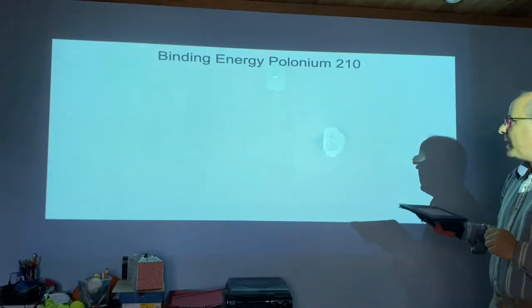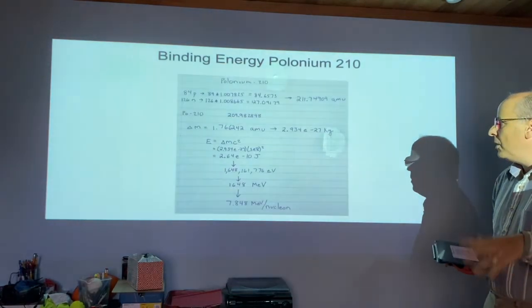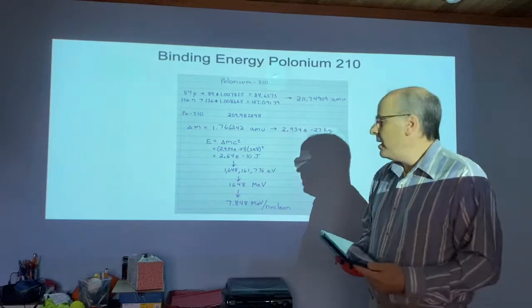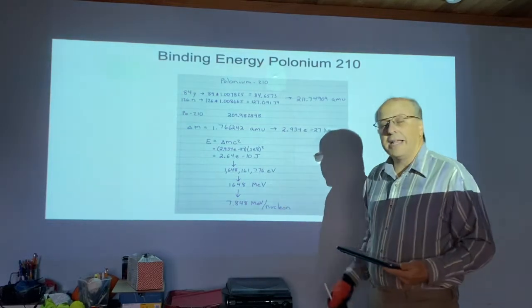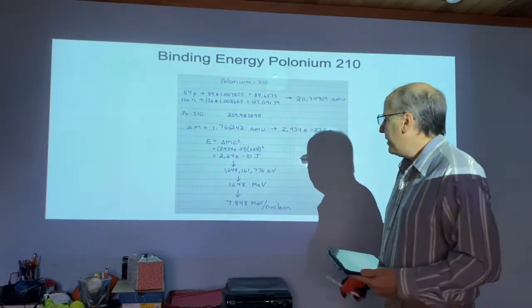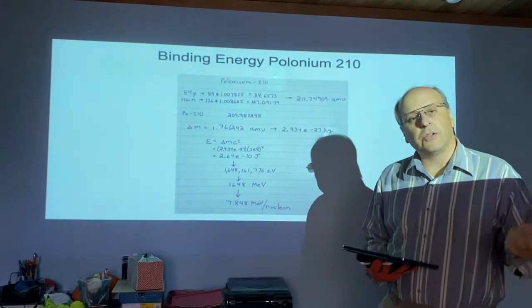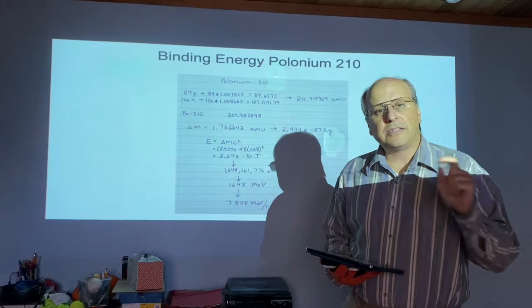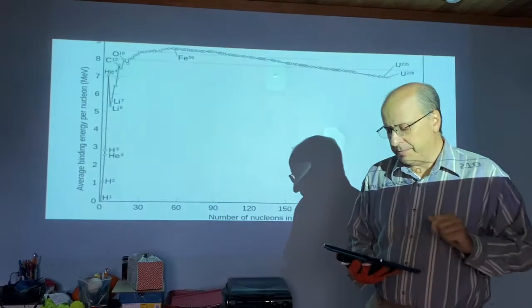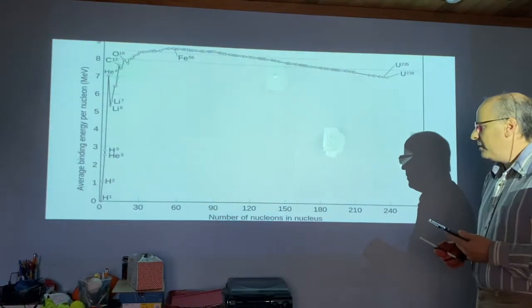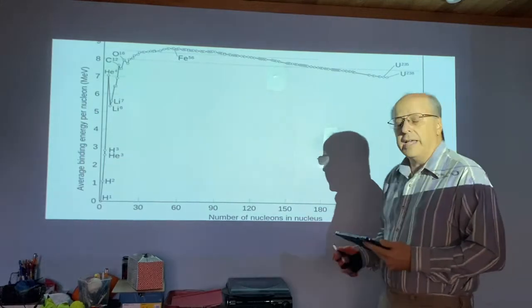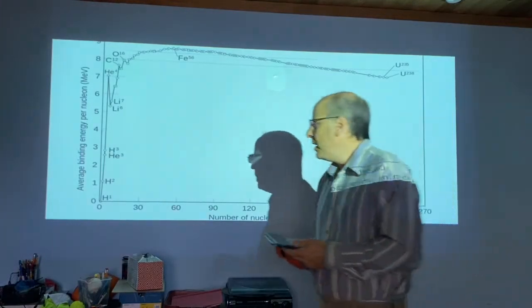I had you guys practice a random element. You worked through it beautifully. You got your binding energy in mega electron volts. And then the last step is you divide by the number of nucleons, particles in the nucleus, and that's the number that's most important. And when you plot out the number of nucleons in different isotopes, you get a graph that looks like this.